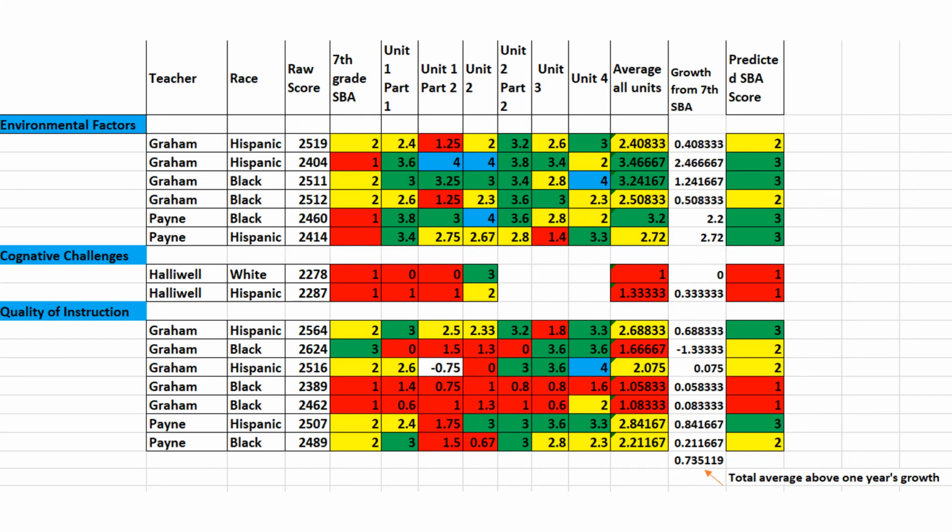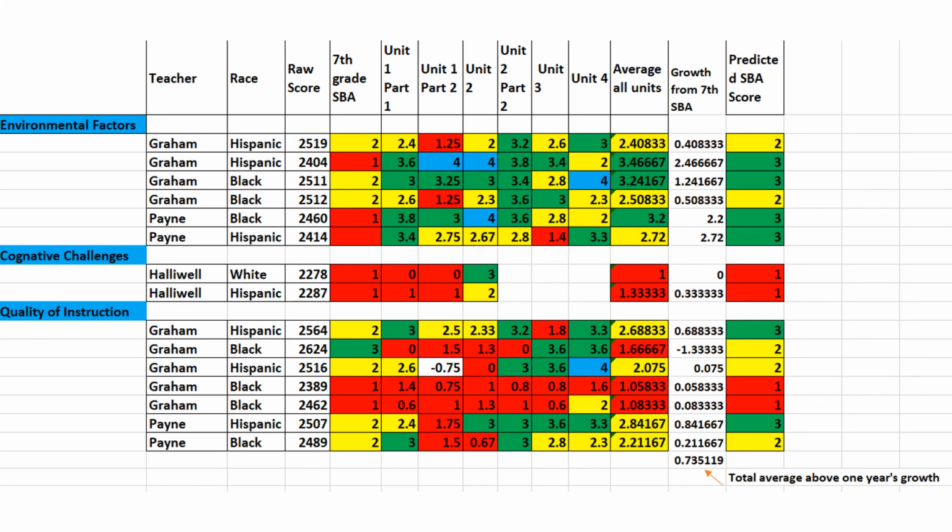But this is showing that they have 1 year's growth, and then this 0.4. And then we were able to do a predicted SBA score. Looking at this, there's a lot to unpack here. These 2 students ended up moving classes in the middle of the school year, and they didn't end up getting these assessments in, which is why they're blank, but this is still their average and then their growth. And then, of course, here you can see the average of students targeted for quality of instruction intervention, and then their growth here. This cell is an average of all the cells of growth.